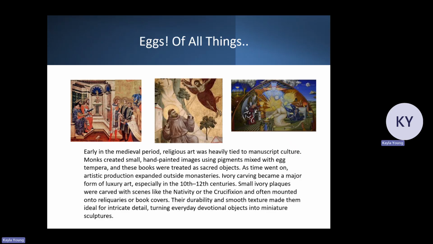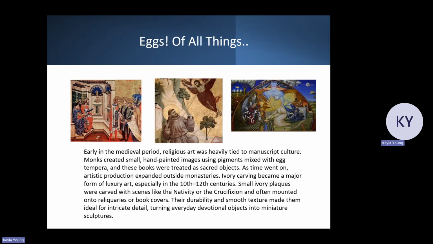In the early Middle Ages, most religious art came from manuscript culture. Monks were basically the artists of the time, and they painted small, detailed images in books using pigments mixed with egg tempera. These books weren't just for reading, they were treated like sacred objects.